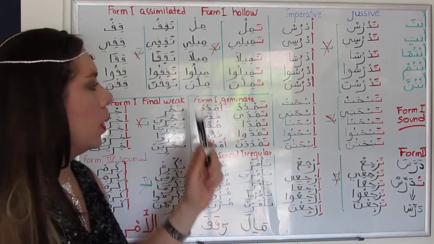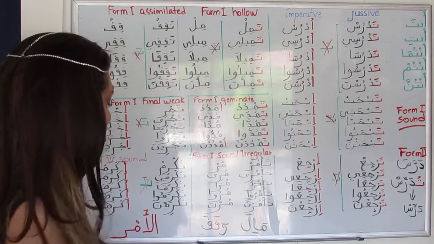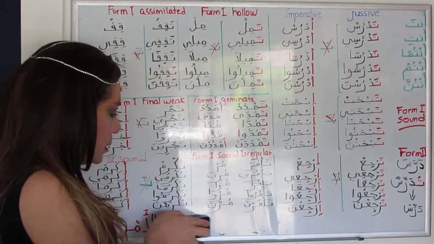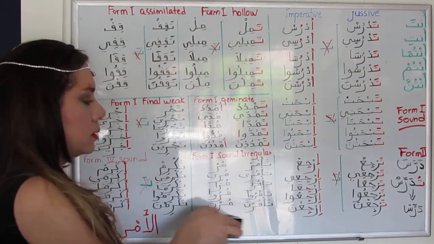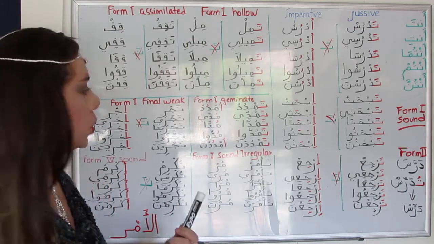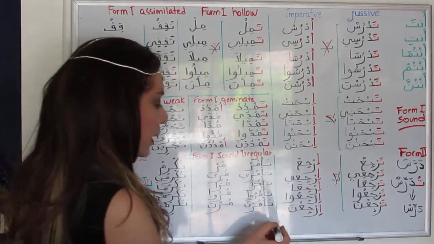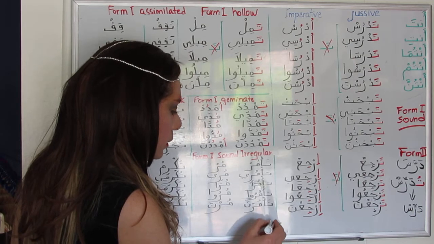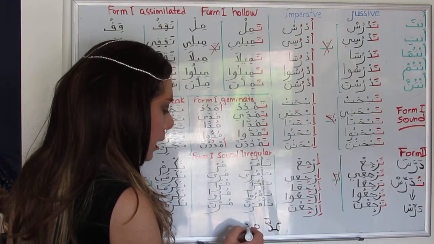Here, form one, geminate or doubled. Doubled is when we have the same consonants repeated in the root. Madda, it's to extend. Madda, we have mim, dal, dal.